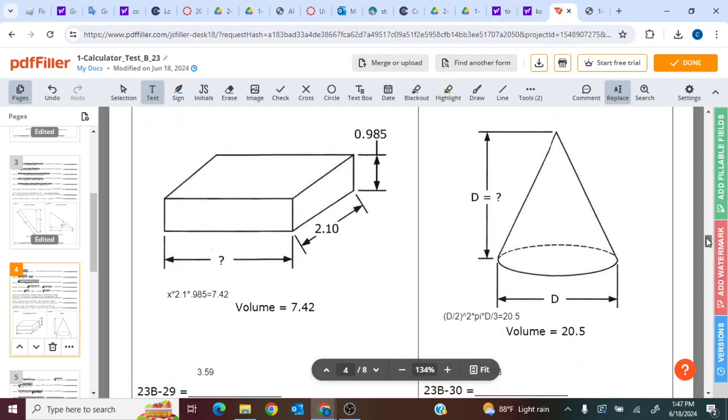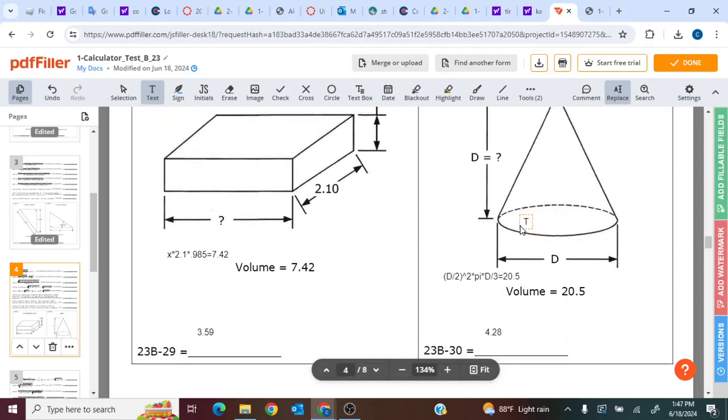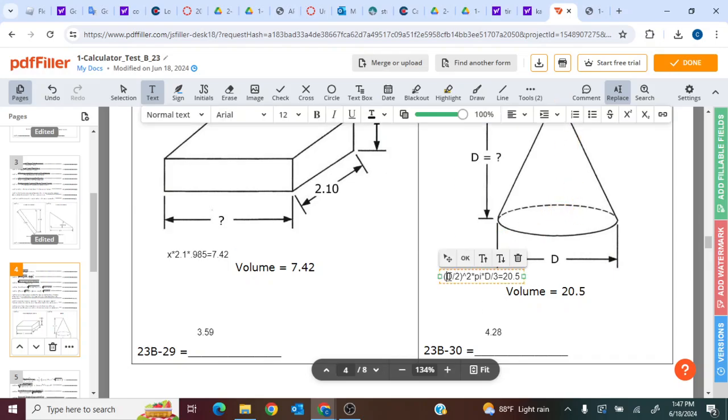Okay, volume of a cone. The volume of a cone is r squared times pi times the height over 3. So this d over 2 is r, d over 2 squared times pi times this height over 3 is equal to 20.5. Solve for d, and you get 4.28.